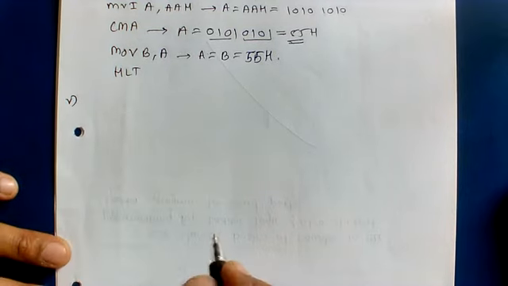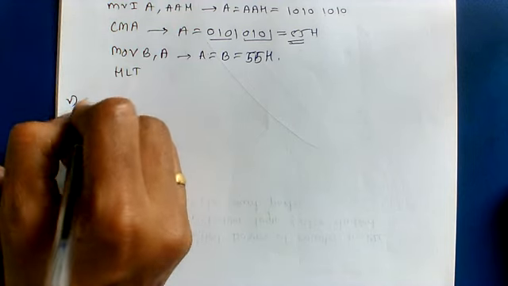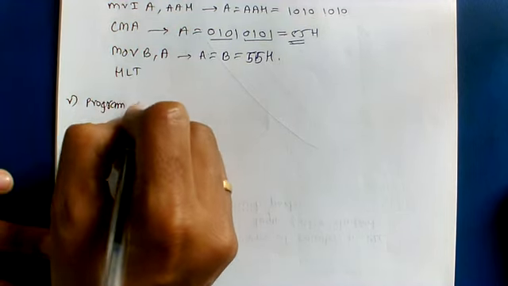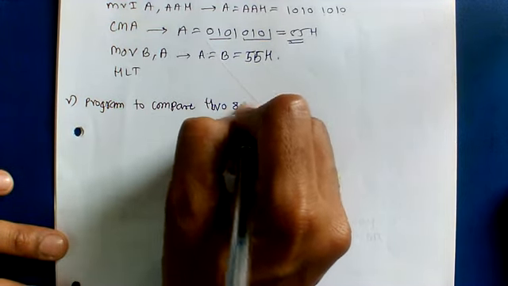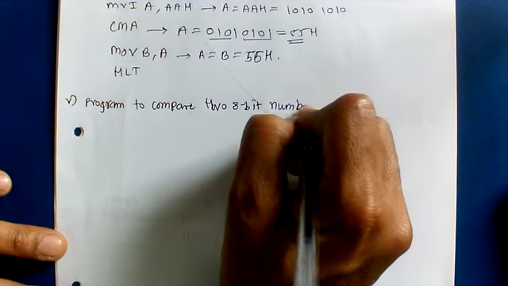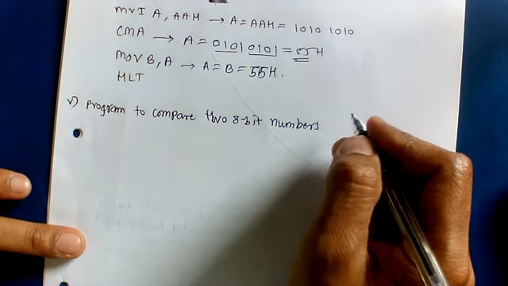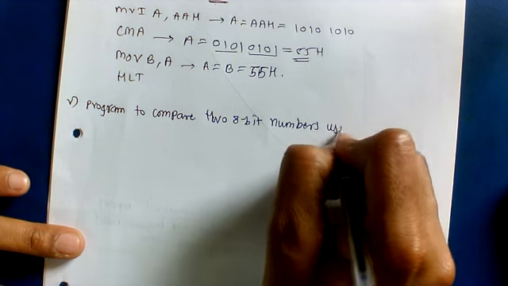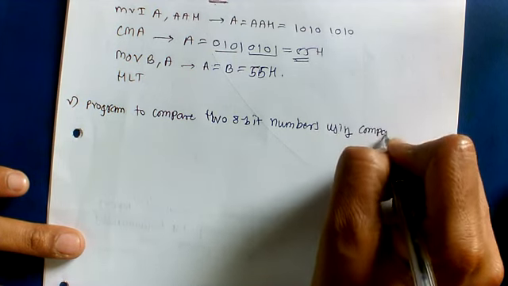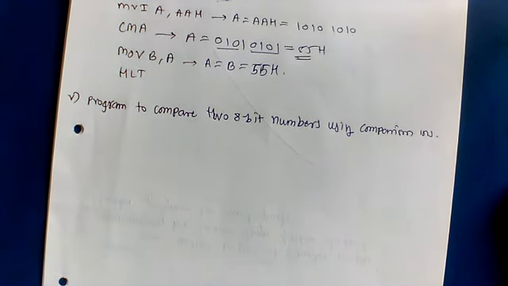So next program to compare the two 8-bit numbers using comparison instruction. Okay, so we are going to use the comparison instruction from register addressing mode.